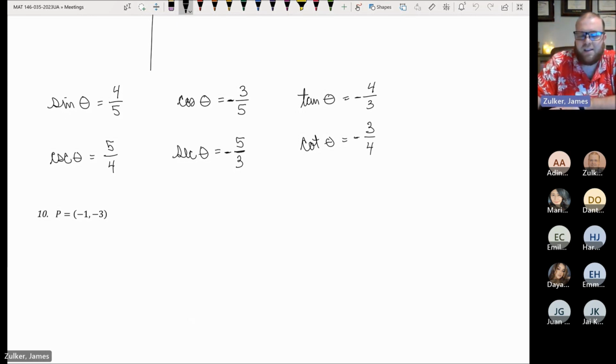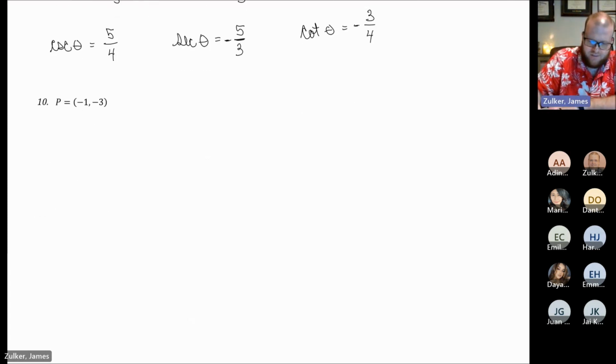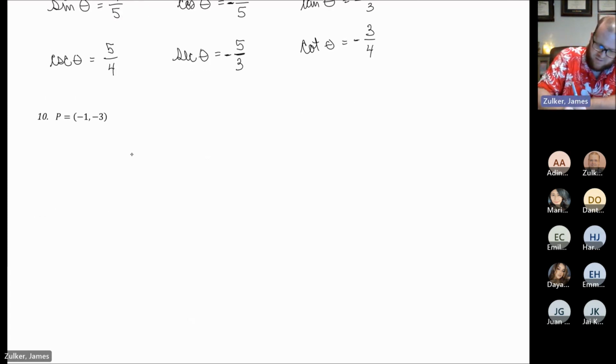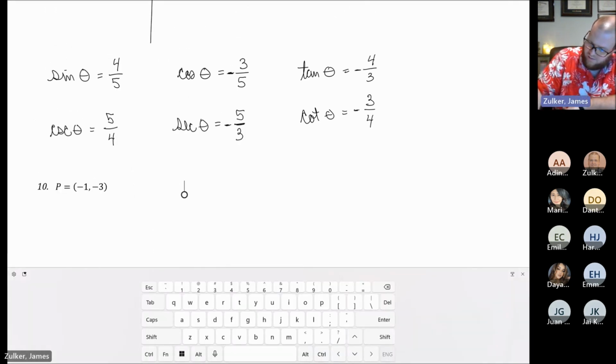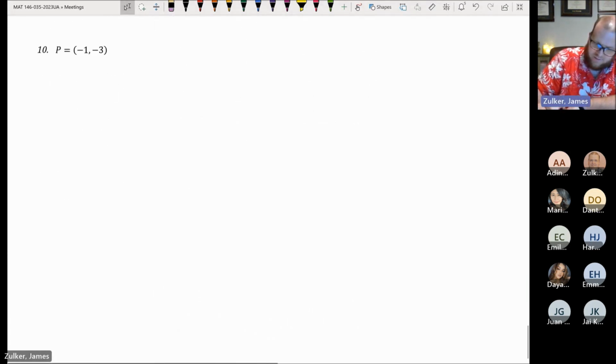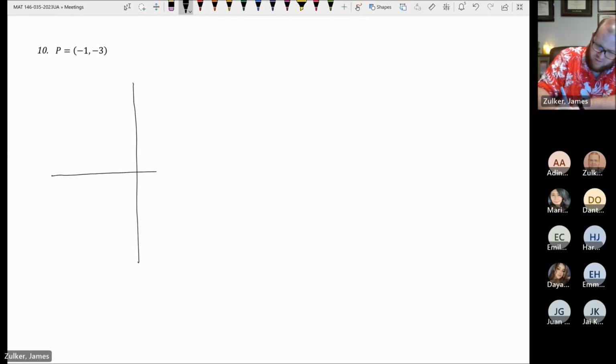Now we have the point -1, -3. What quadrant are we in? Right, the third quadrant. I don't know, let's say there.